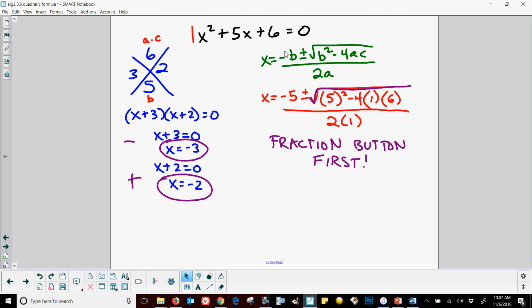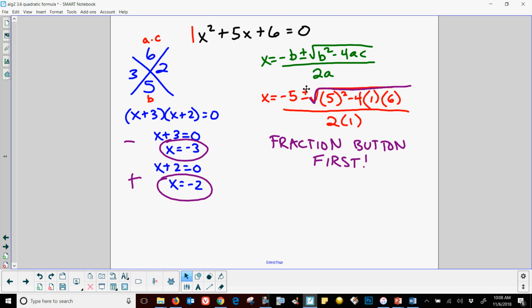X equals negative b. And a lot of times people say x equals opposite b, as in take b and make it the opposite sign. So if you see positive, make it negative. If you see negative, make it positive. X equals opposite b plus or minus the square root of b squared, which we throw in parentheses, minus 4 times a times c, all over 2 times a.